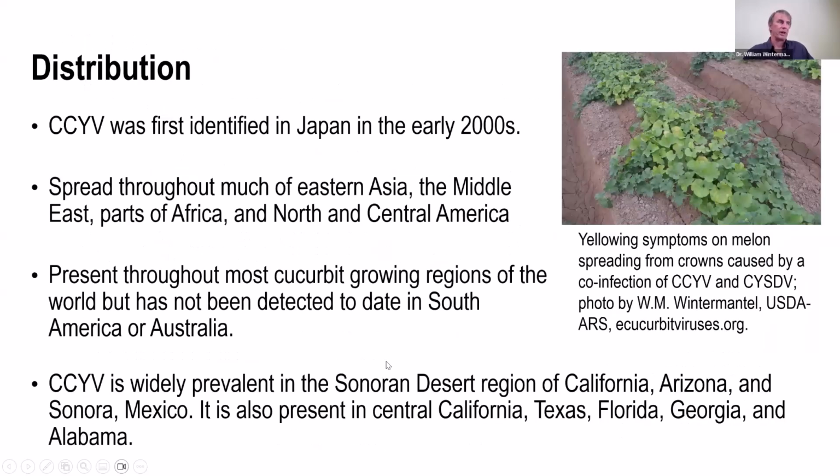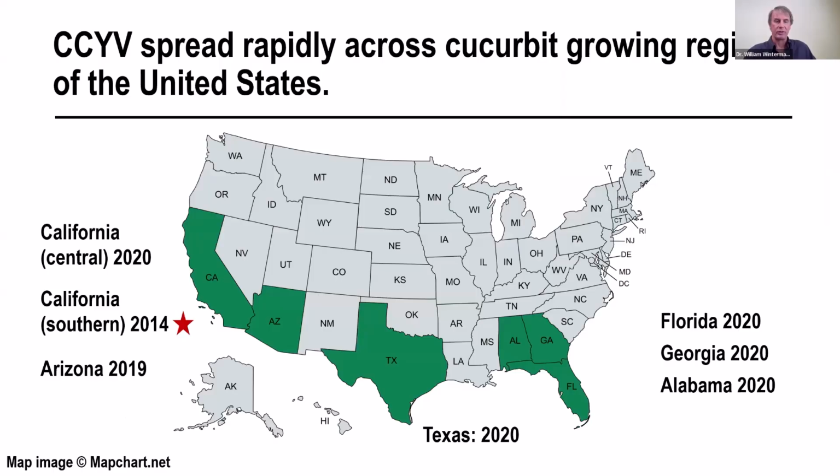CCYV was first identified in Japan in the early 2000s. The virus spread throughout parts of East Asia as well as the Middle East. It has been found in North Africa and Central America as well. The virus has, like CYSTV, not been found in South America or Australia. Within the United States, CCYV was first identified in 2019 in Southern California and Arizona.